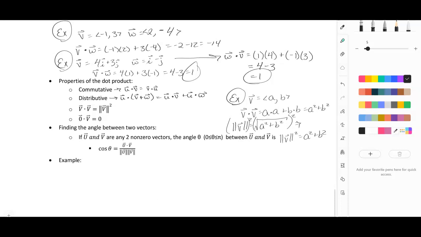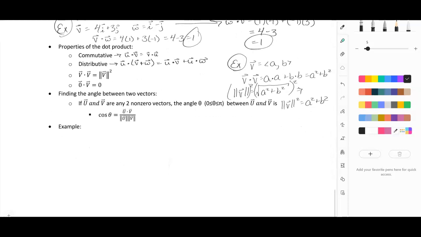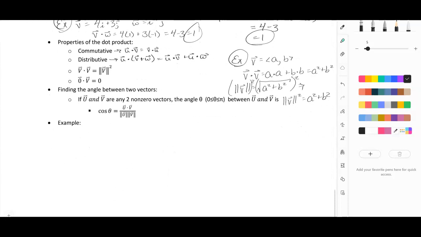And then if I take any vector and dot it with the 0 vector, I'll always get just the number 0. Now we can use the dot product to find the angle between any two vectors on the Cartesian plane. So cosine of theta is going to be equal to u dot v over the magnitude of u times the magnitude of v. Let's look at an example.